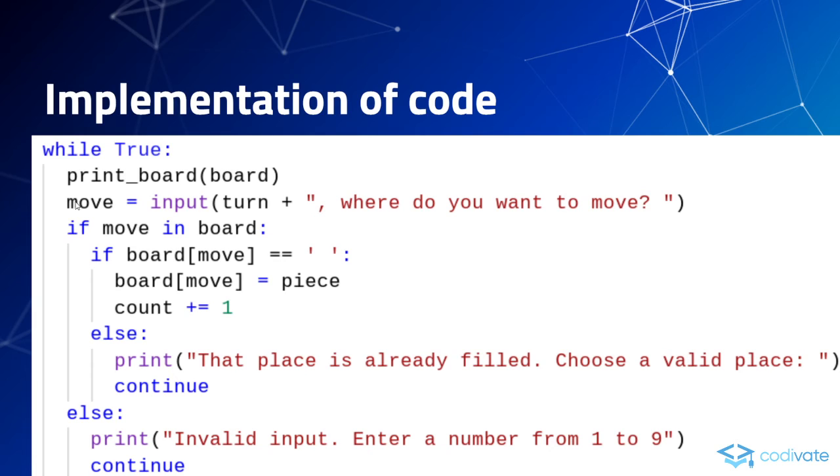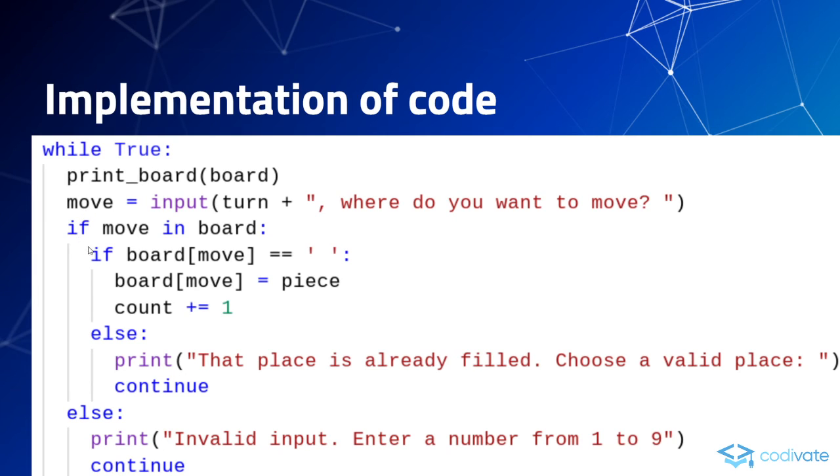We have our while True and print board from before. This is just a note for indentation. Our first step was to prompt the user for a move. We created a variable called move and assigned it user input. We get the current player's turn using the turn variable, and we tell them, where do you want to move? So, for example, if the first person is moving, we would say, student 1, where do you want to move? And their move is stored in this move variable.